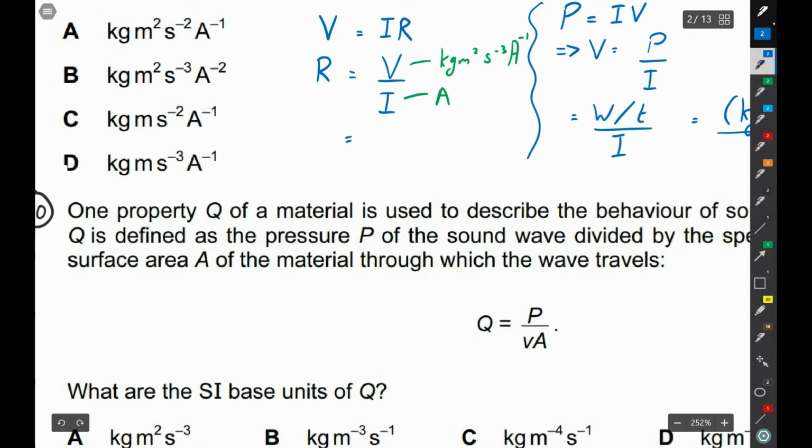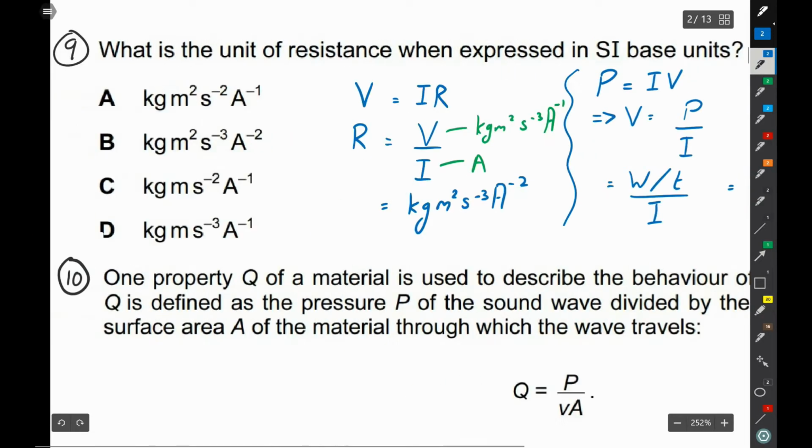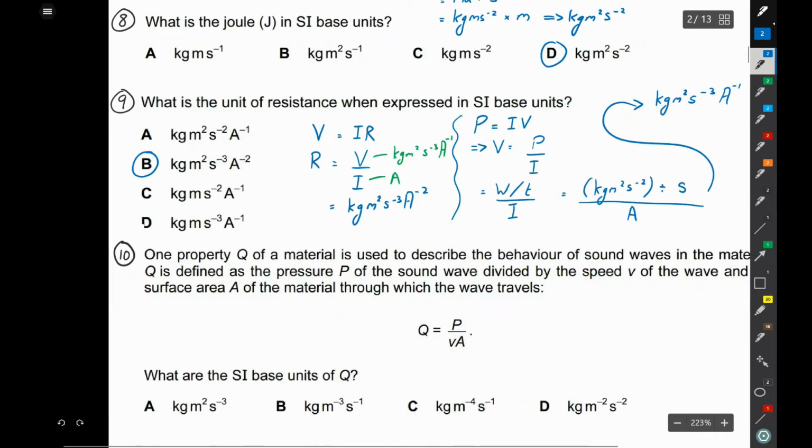ठीक है. So my overall unit is gonna become, this A is gonna come in the numerator, so this will become kg m2 s minus 3 and A minus 2. So kg m2 s minus 3 A minus 2, option B.